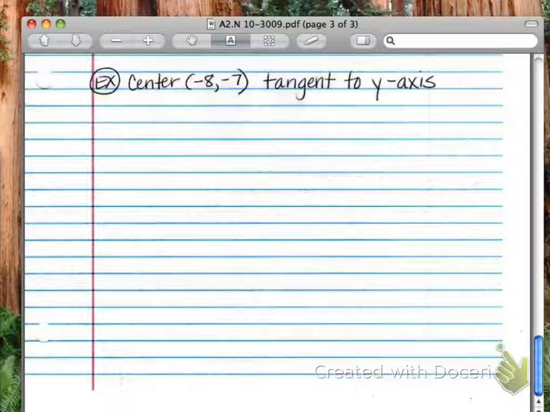What is a tangent? Straight off the line. Somebody said something about straight off of something. What does that mean? Perpendicular to the radius. 90 degree angle. Yeah, okay.